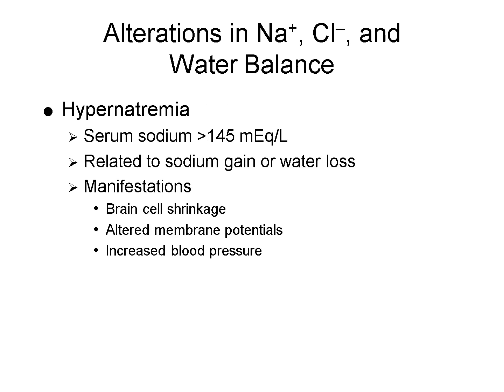Hypernatremia occurs when serum sodium levels exceed 145 milliequivalents per liter. This condition can result from either an excess of sodium or a loss of water from the body. The major manifestations of hypernatremia include brain cell shrinkage, which can lead to neurological symptoms, altered membrane potentials that disrupt normal nerve and muscle function, and an increase in blood pressure due to changes in vascular tone and fluid balance.